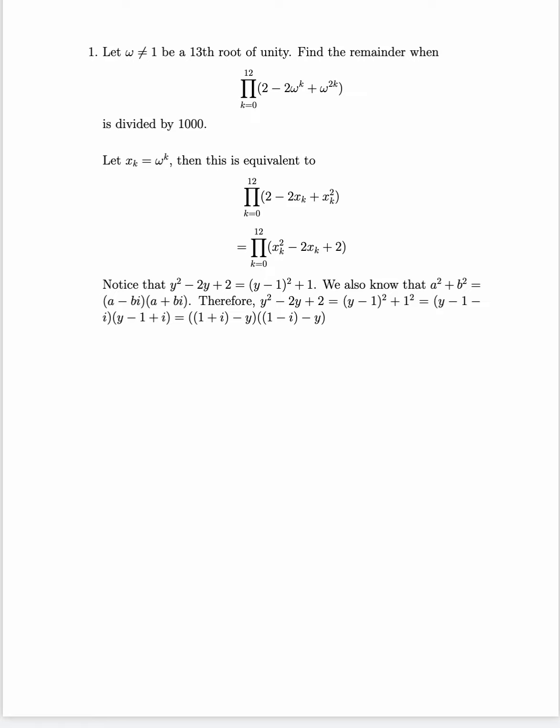Now let's think about that. One way to see it is to say we only care about the terms in the product concerned with 1 plus i. Then we can rewrite it as 1 plus i minus x_1 times 1 plus i minus x_2, and all the way to 1 plus i minus x_12. Actually, I forgot the first term, which is 1 plus i minus x_0.